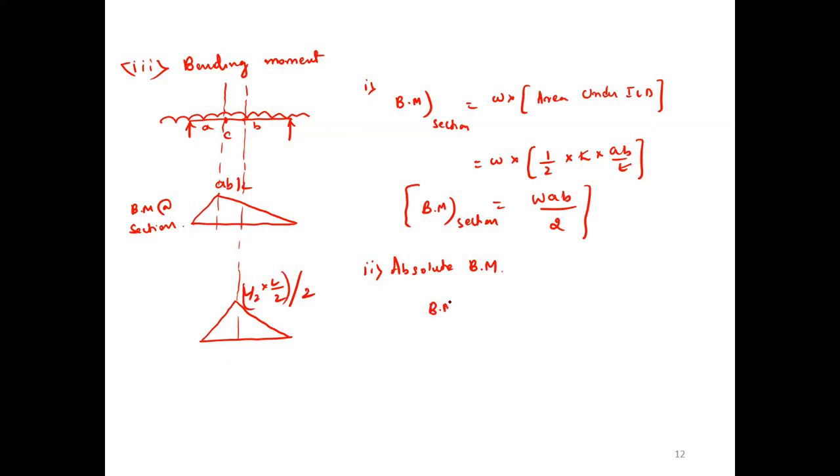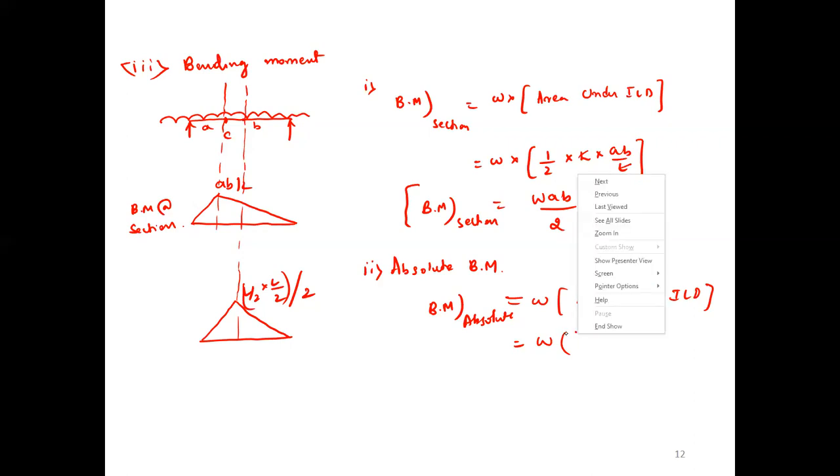Now, in this case, the absolute bending moment at center will become W into area under ILD. Same thing, AB by L; in the place of A and B, we have to substitute L by 2. So how much are we getting? W into what is the area? L into L by 2 will become L square by 8. This value, L square by 8.